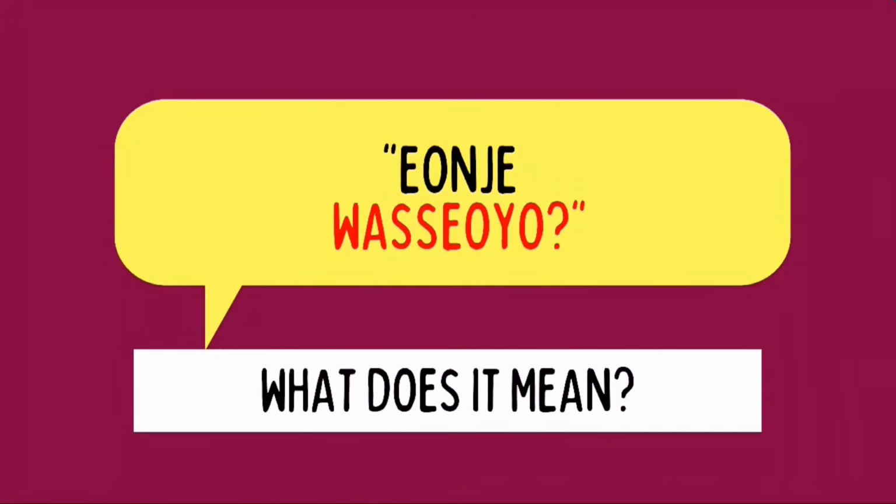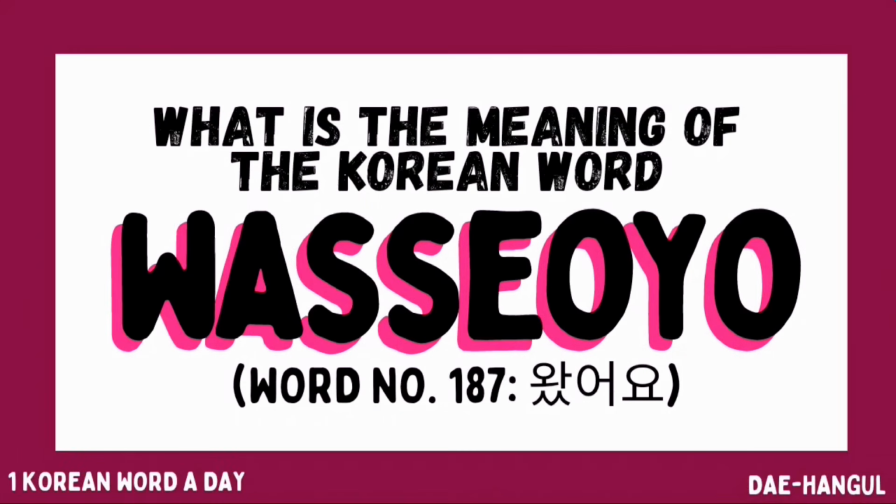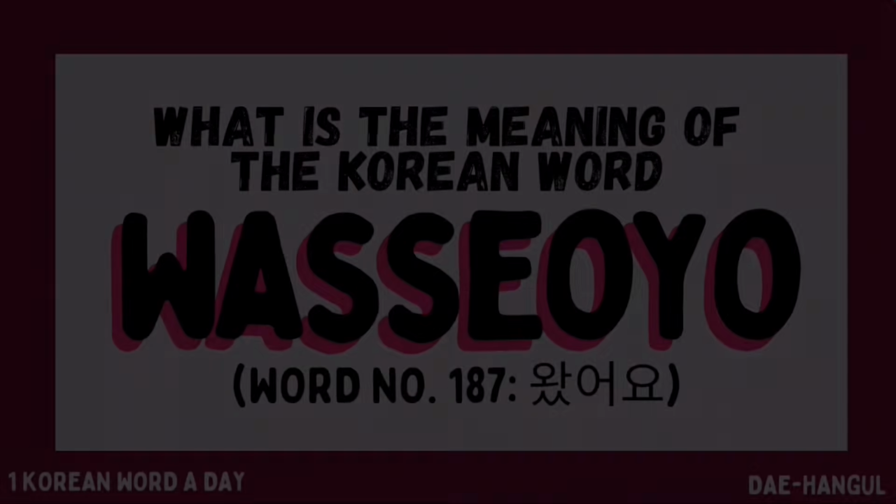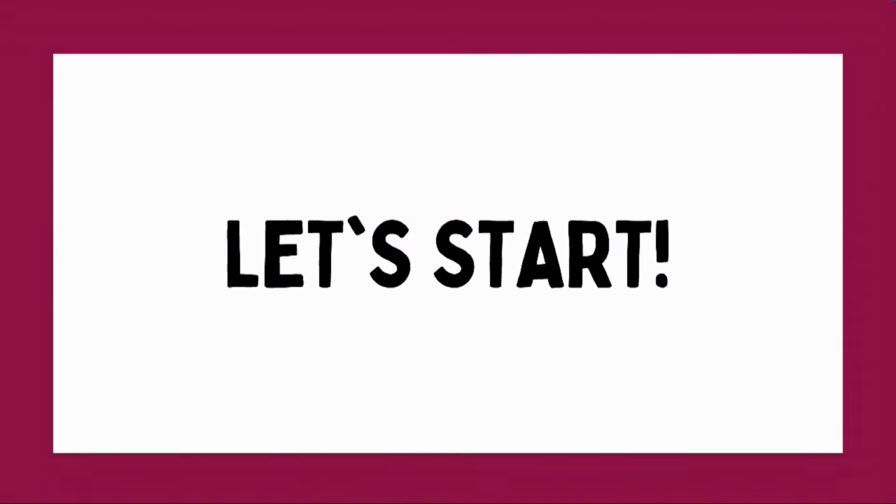언제 왔어요? 언제 왔어요? What does this sentence mean? If you notice, the word in red letter is 왔어요. Because today, on One Korean Word a Day here at Dae-Hangul, we are going to study about the word 왔어요. Let's start.